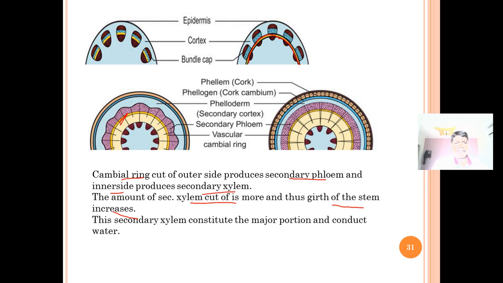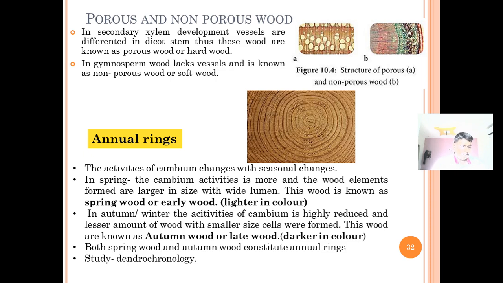This secondary xylem is the major portion conducting water. Based on the secondary xylem formed, wood is classified into two main types: one is porous and another one is non-porous. Take angiospermic wood and gymnospermic wood. In angiospermic wood you may find large vessels present, but in gymnosperms vessels are absent. That's why gymnospermic wood is non-porous and angiospermic wood is porous. Next we will discuss annual rings.